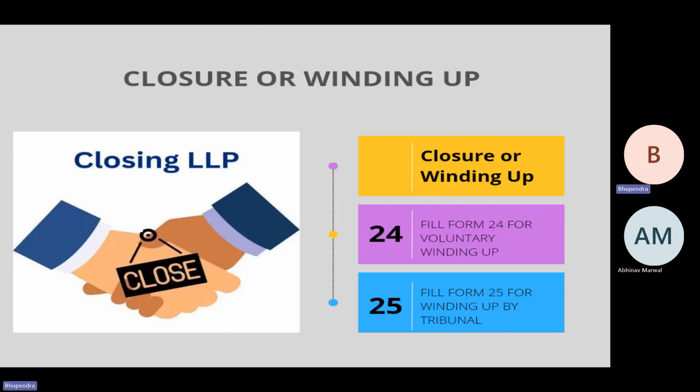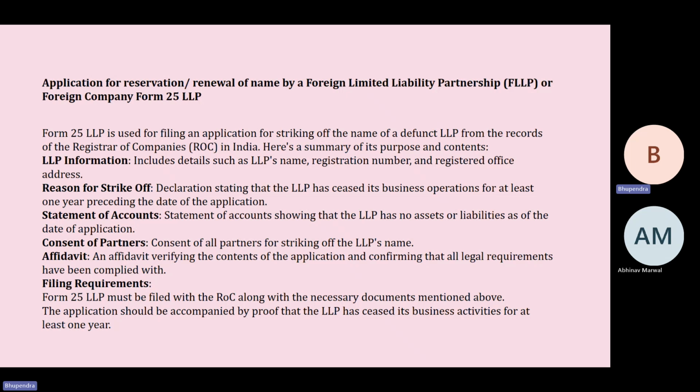Now, moving further, we'll talk about the closure or the winding up of the Limited Liability Partnership. Form 25 LLP is used for filing an application for striking off the name of a defunct LLP from the records of the Registrar of Companies in India. If the LLP has not followed some statutory compliances, then for the striking off of the name of the LLP from the Registrar of Companies, we need to file the Form 25 LLP.